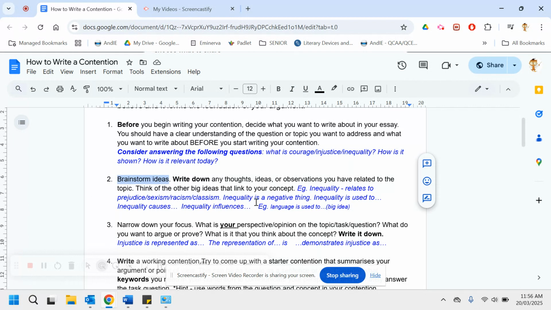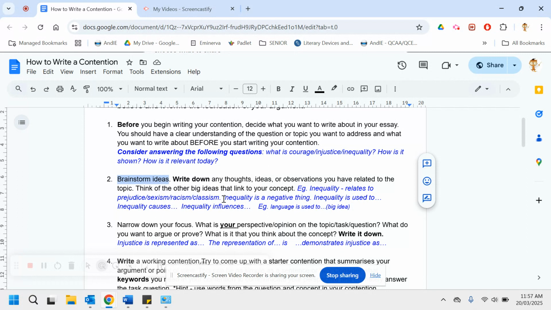You could even draw yourself a mind map with the word in the middle and then just write anything that you think about that comes up with that concept. So I said that inequality relates to prejudice, sexism, racism, and classism. In the instance of wanting to use it in the film Just Mercy and To Kill a Mockingbird, I probably focus more on prejudice and racism because that is relevant in both of those texts. But depending on what film you're doing, could be different as well.